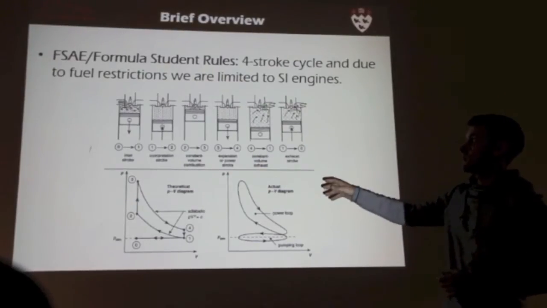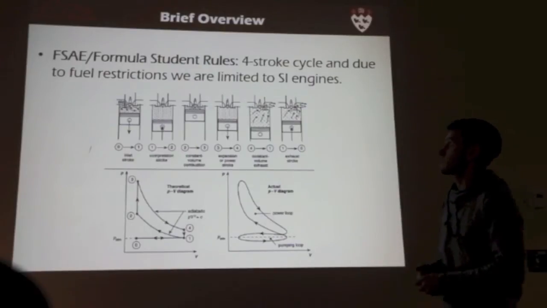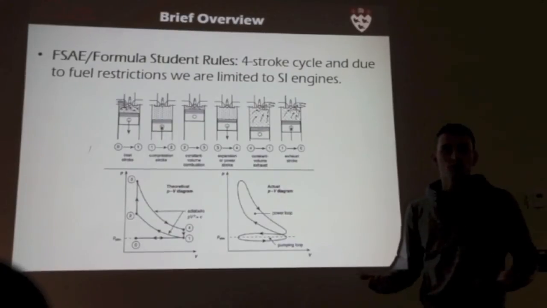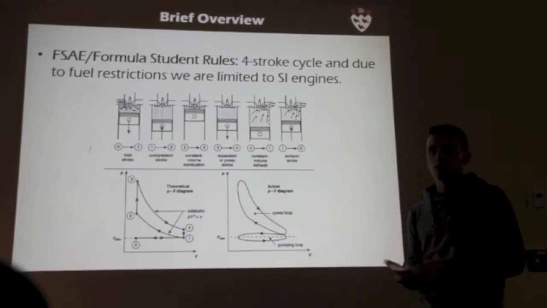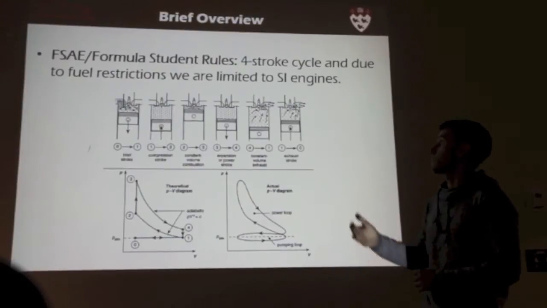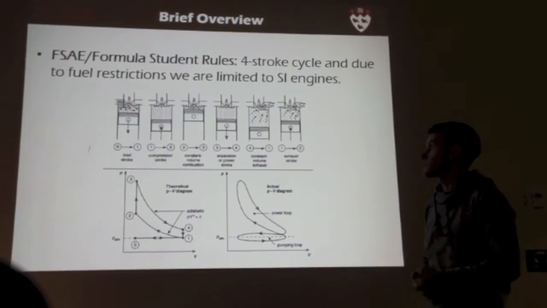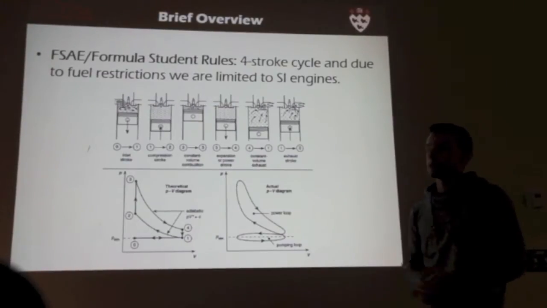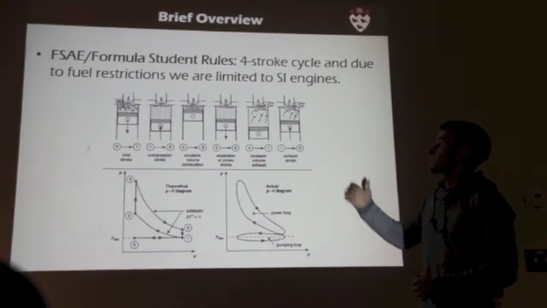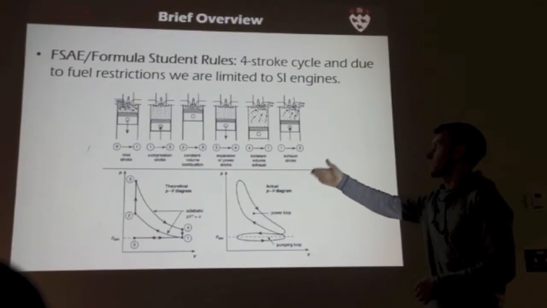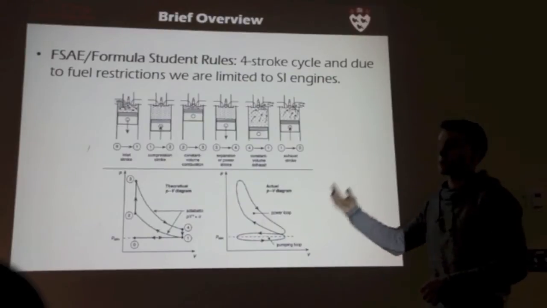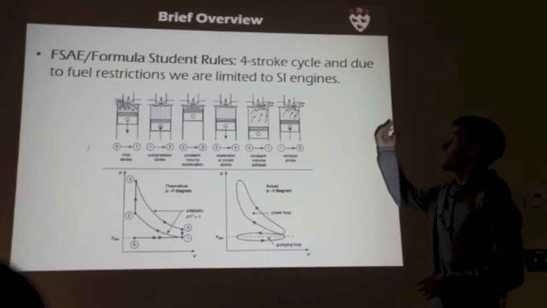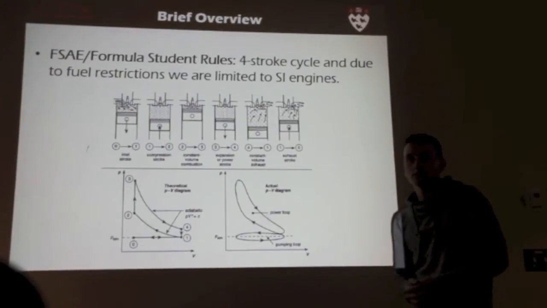Then you've got combustion. We're restricted to running spark ignition engines, as per the rules, because they only provide gasoline or ethanol. Then you get your expansion or power stroke. That's where the torque is delivered to the crankshaft and the wheels. And then, finishing off, 4 to 1, exhaust valves open, all the products of the combustion reaction go out of the exhaust, and you start back at 0.